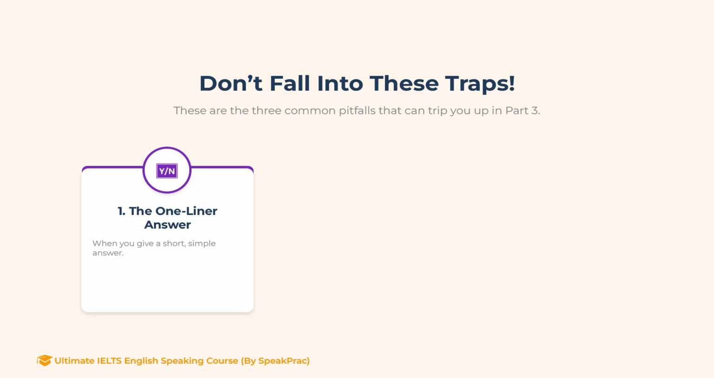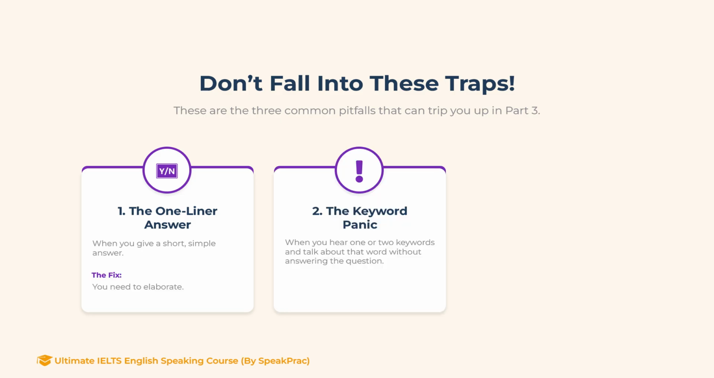If the examiner asks, why do you think art is important in schools? And you just say, because it helps students be more creative, and then you stop, you're not giving the examiner enough to score you highly. You need to elaborate.